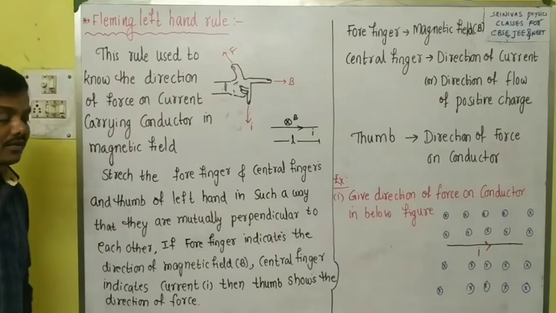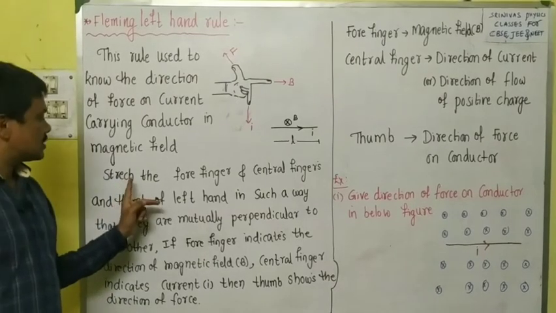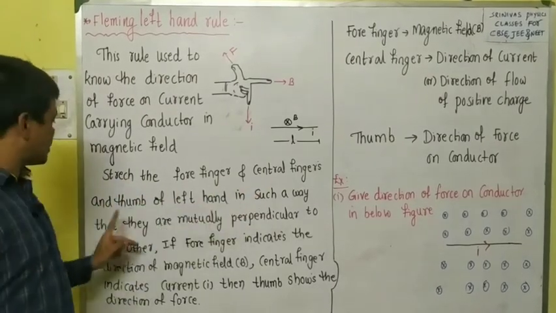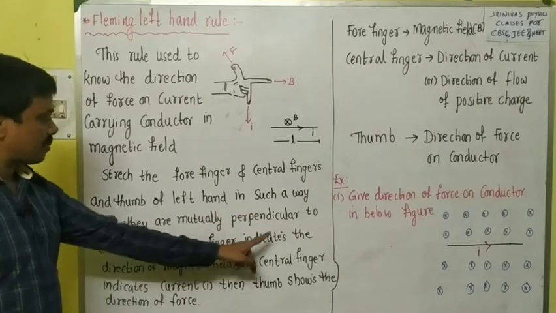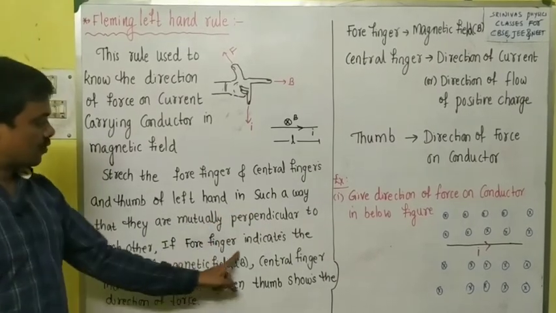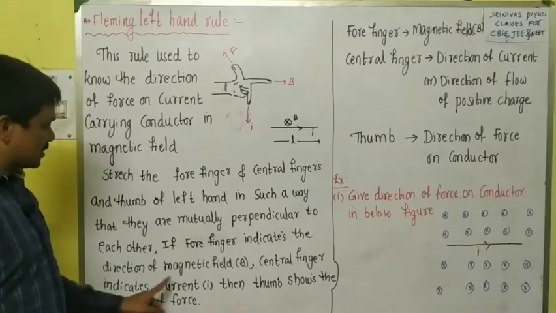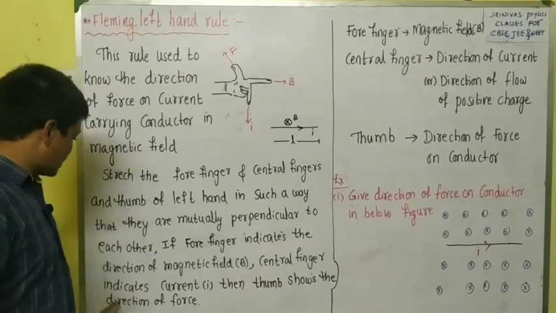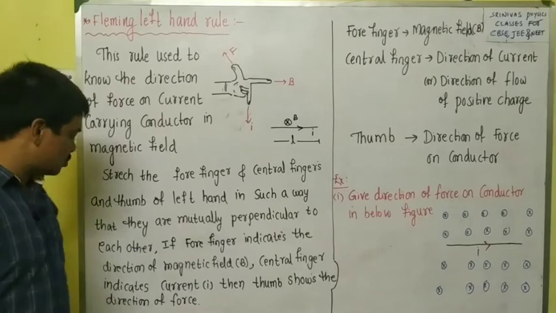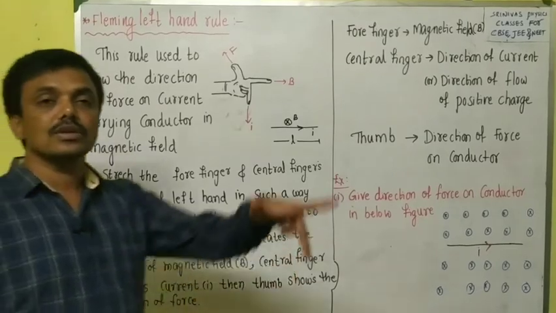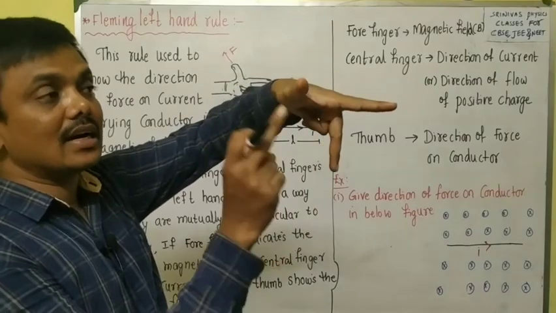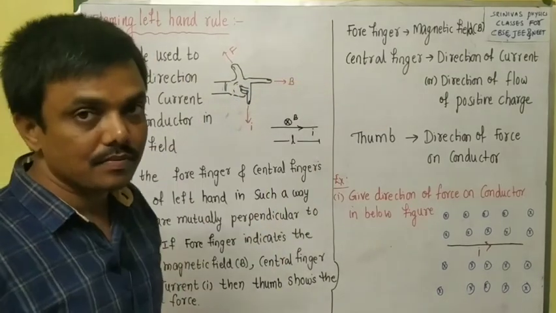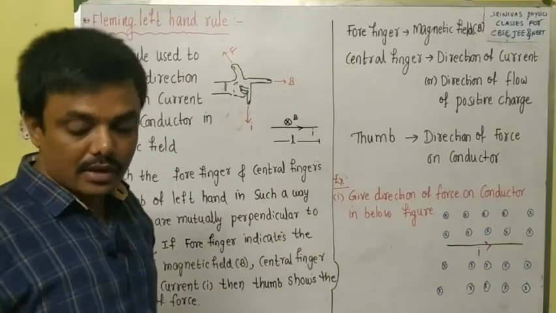Okay, you should use the left hand. Stretch the forefinger, central finger, and thumb of the left hand in such a way that they are mutually perpendicular to each other. If the forefinger indicates the direction of the magnetic field and the central finger indicates the current, then the thumb shows the direction of the force. Very simple. Forefinger indicates the field, central finger indicates the current, then the thumb indicates the force. This is our Fleming left hand rule.